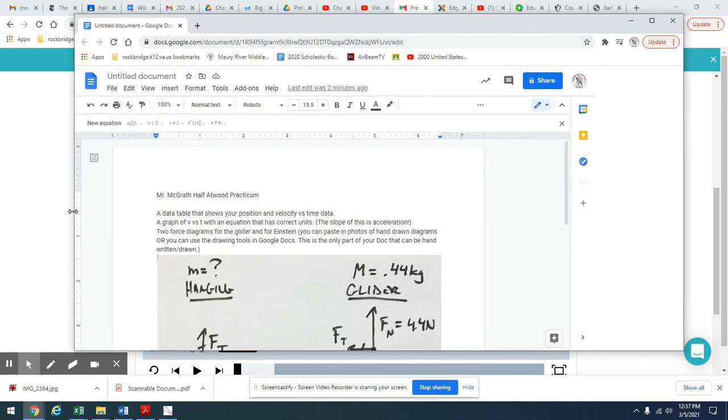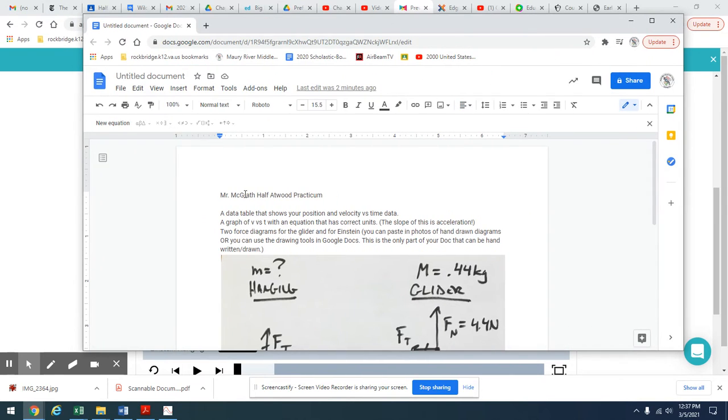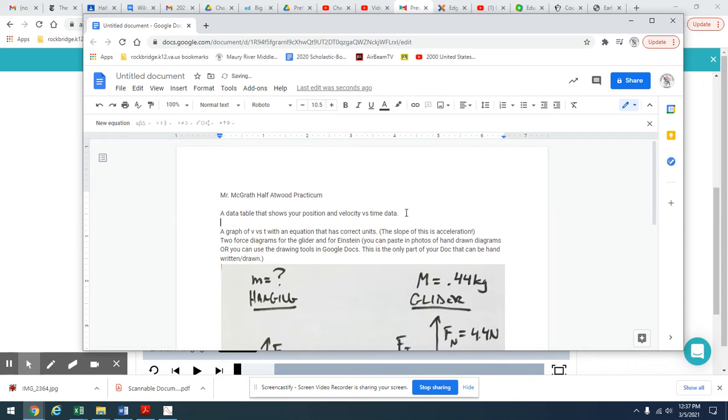I got a Google Doc prepped up here that looks like this. Mr. McGrath, half Atwood practicum. I copied and pasted the things that are supposed to be in the Google Doc from Classroom here. So a data table that shows their position and velocity data. I don't have that yet. And then a graph of velocity versus time. So this is just like what you did in the fan cart lab, except you only have to do it once instead of the 5 times.